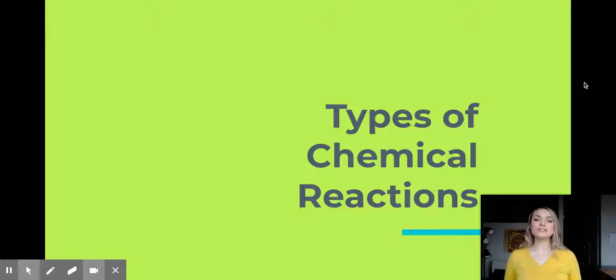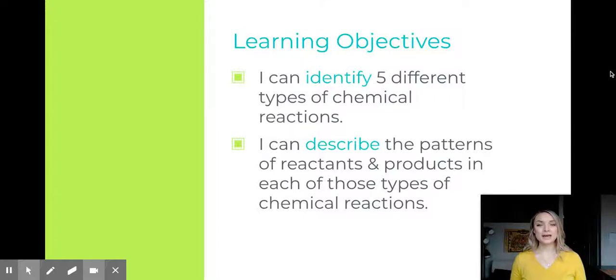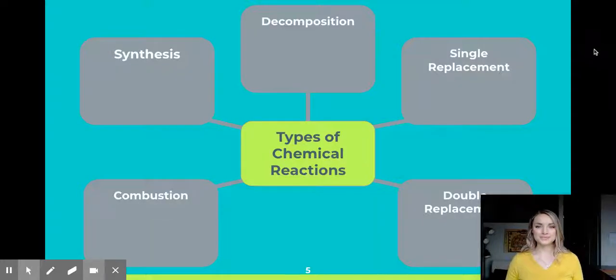Today, we're going to be talking about different types of chemical reactions. And our learning objectives are: I can identify 5 different types of chemical reactions, and I can describe the patterns of reactants and products in each of those types of chemical reactions. So when we talk about chemical reactions, there's 5 main types that we think about. There are a few more, and sometimes some of the main types have different slight variations, but these are the 5 that we are going to talk about today.